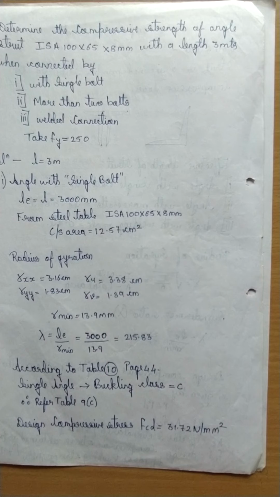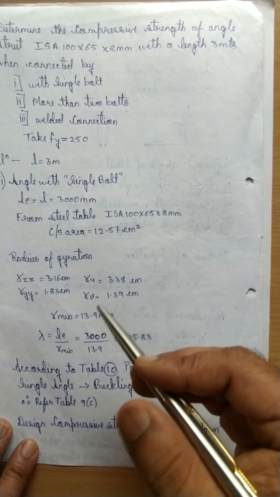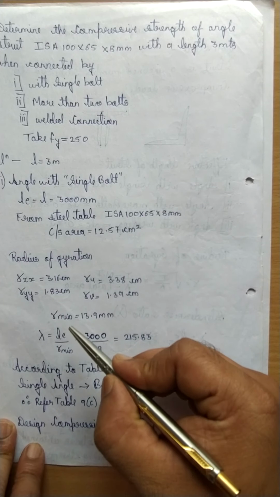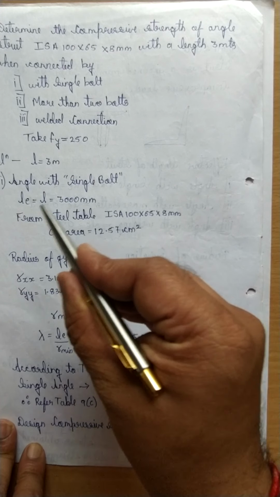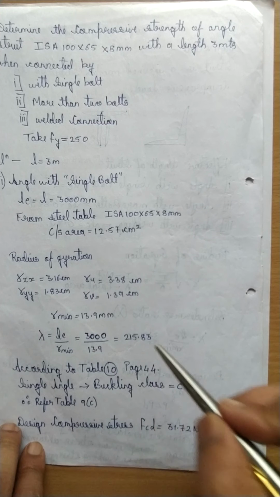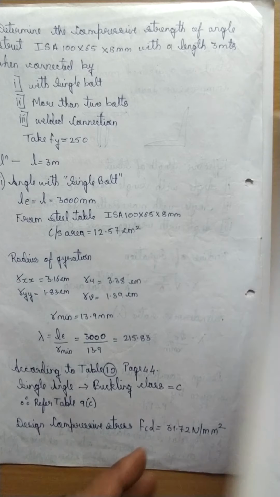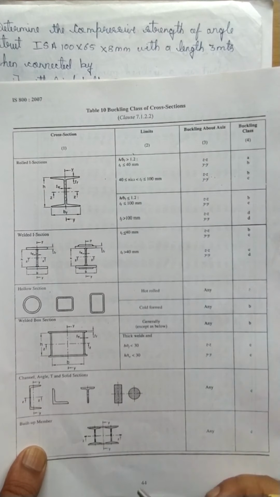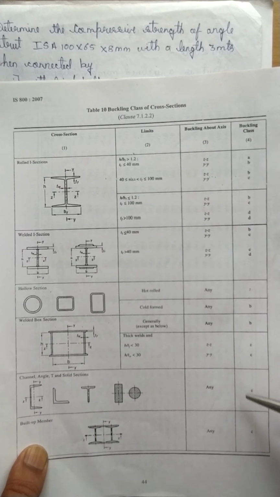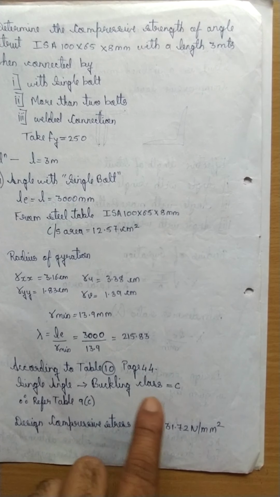So, we require the slenderness ratio. The slenderness ratio is given by KL by r minimum, which I have just converted as effective length divided by r minimum. So, effective length LE is 3000 divided by 13.9, r minimum. So, I got 215.83. This is the angle section, so we have to refer to table number 10 on page number 44. I can say the angle comes under buckling class C, written from table number 10, page 44, single angle section, buckling class C.